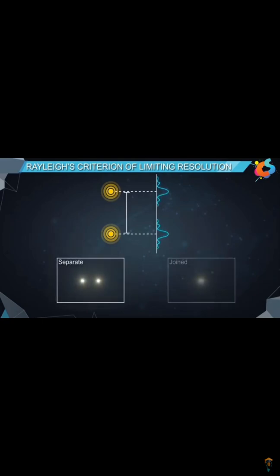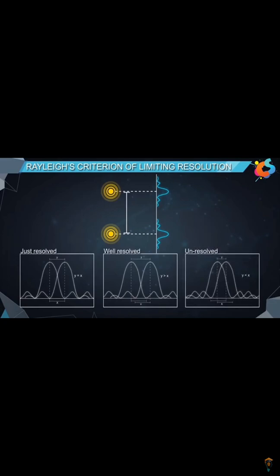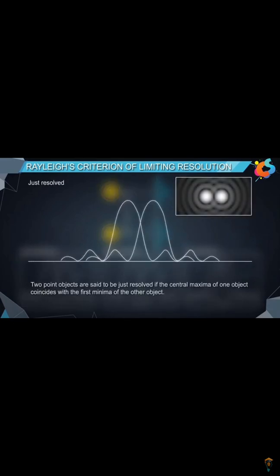Rayleigh's criterion of limiting resolution. When two point objects are seen with the naked eye or with the help of an optical instrument, whether the two objects are seen as two separate objects or not depends on the separation between the centers of the bright disks of the images of the objects. The two objects may be just resolved, well resolved, or unresolved. According to Rayleigh's criterion, first criterion: two point objects are said to be just resolved if the central maxima of one object coincides with the first minima of the other object.